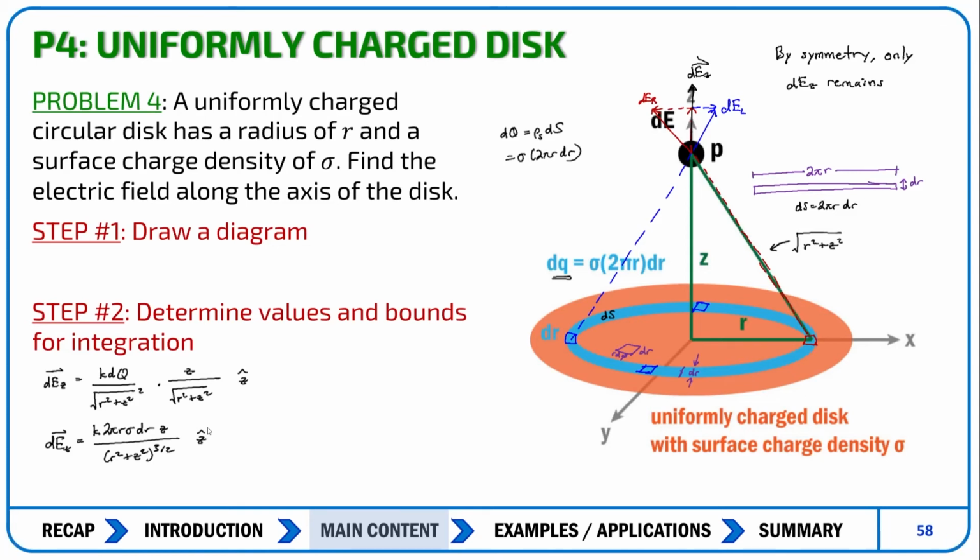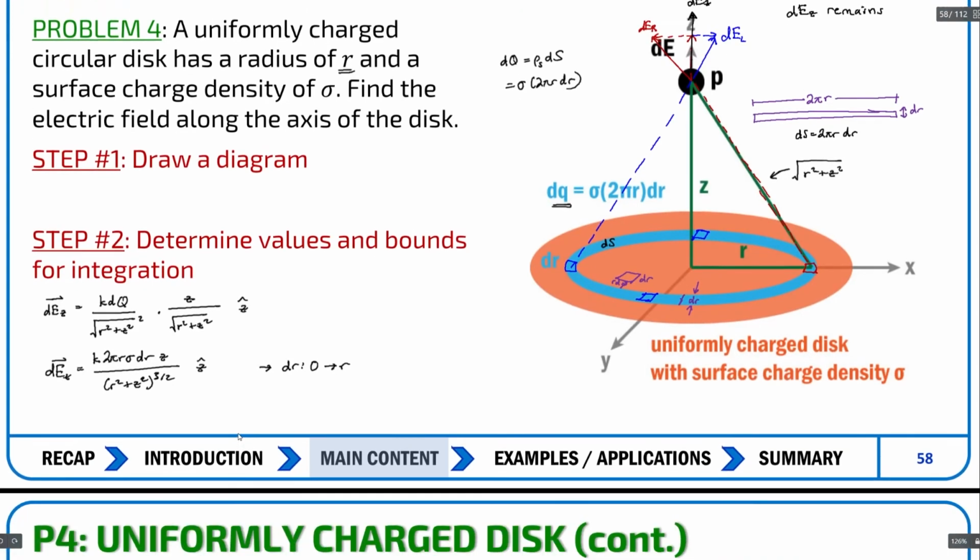Now, where do we integrate? We are going to integrate with respect to dr. So dr, this is going to be the bounds. We're going to integrate from 0 all the way to, it says, a radius of little r. So we'll just do 0 to r. And that should give us the answer. So let's go on to the next page and continue from there.